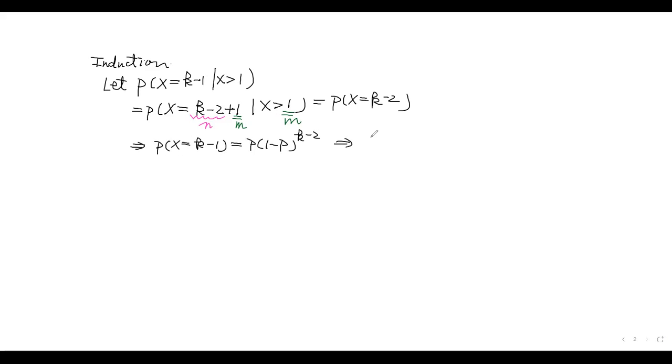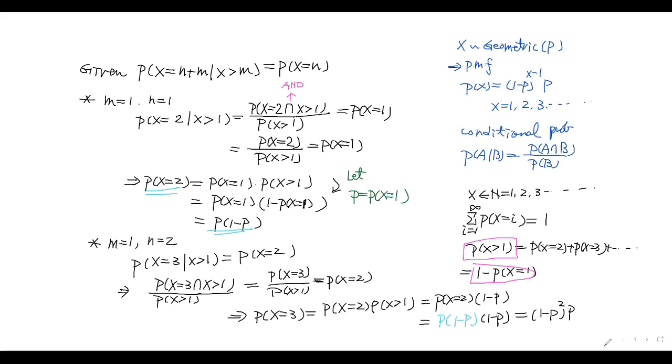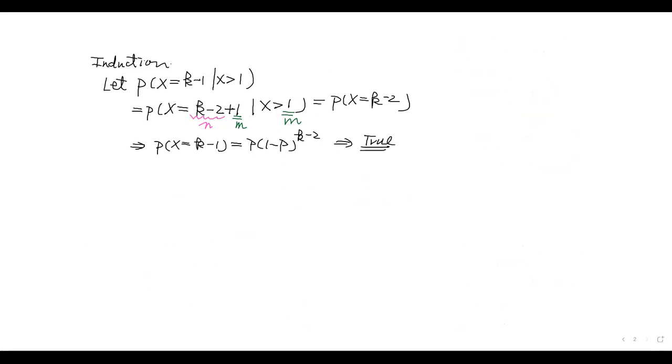Let's say if this is true, right? So given x equal to k minus 1, if this is true, I want to prove that x equal to k is true. Okay, so go back to your previous step here. You see here, when x equal to 3, that's why I can prove that x equal to 3 is equal to 1 minus p. This 2 is 3 minus 1, right? Okay, so it's the same thing here.